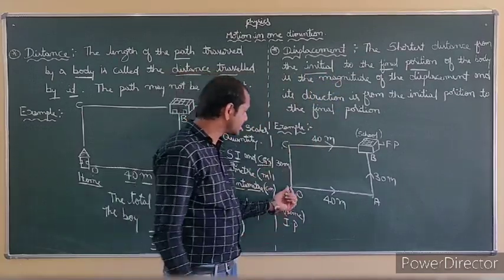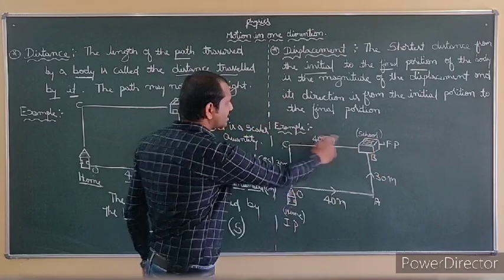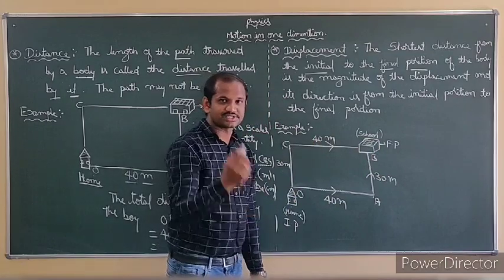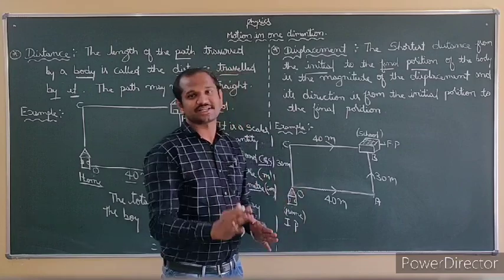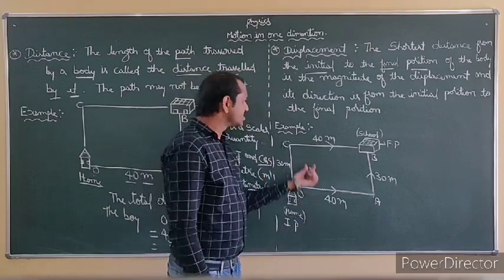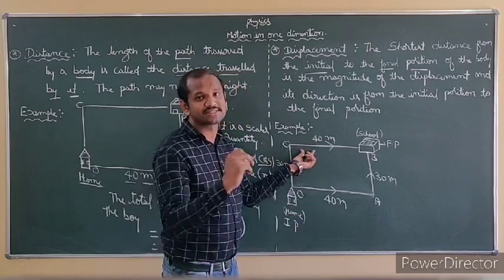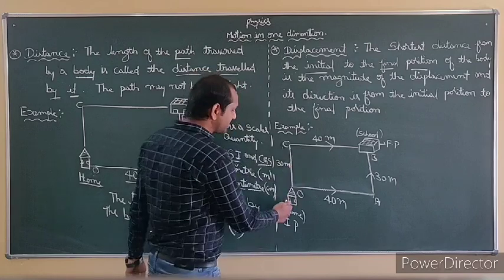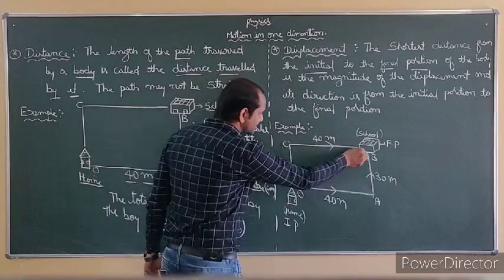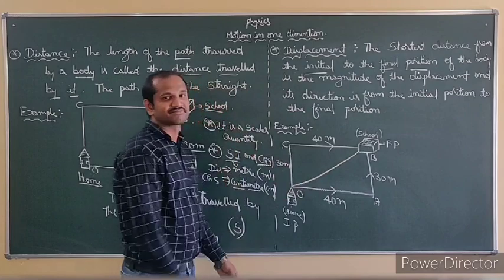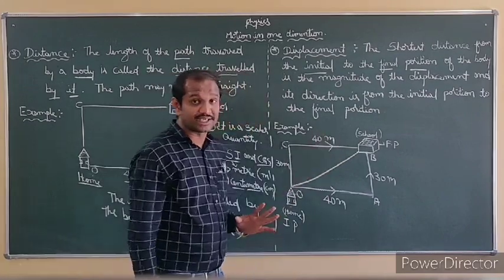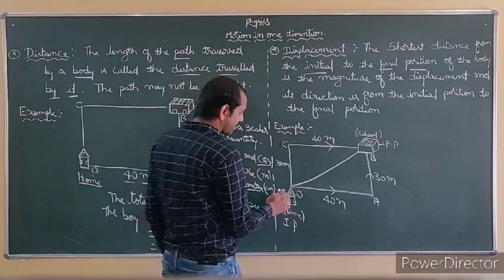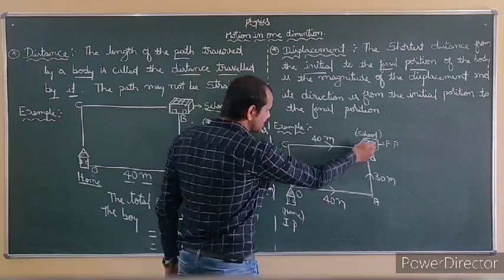Which do you think the shortest distance is? Either this or this? Just think over it. No, I just tell you that neither this way nor this way is the shortest distance. The shortest distance between the initial and final position is this. You have understood the shortest distance among these? So the shortest distance from your initial to final position is this.